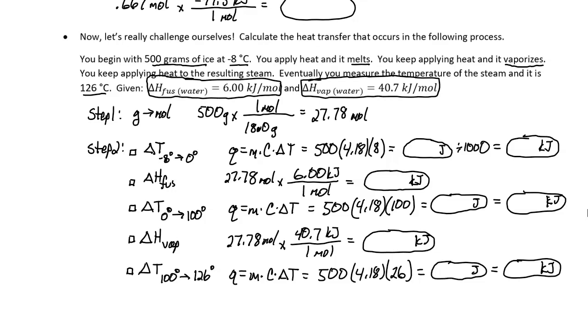All right, the final thing to do is simply to get the total. What is the total energy transfer that takes place in this entire process? You're going to take this value, this value, this value, this value, and this value, so all of the ones with kilojoules, and add them together to get this total in kilojoules.